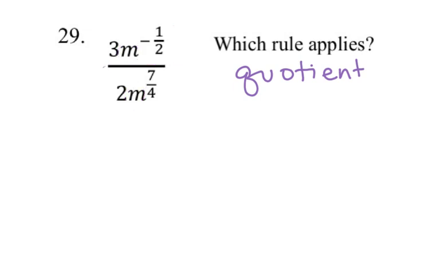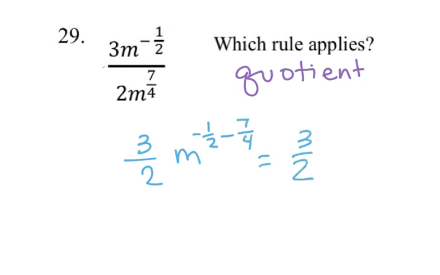And so what I can do is I'm going to have my 3 divided by 2, which I can't do anything about. That doesn't simplify. So I'm going to have my 3/2. What I can do is I can say, since I have my base, I'm going to take my negative 1/2 and I'm going to subtract the bottom exponent. So that's 3/2. And then I'm going to have m to the, we've got to have some common denominators here. So if I have m to the negative 2/4 minus 7/4, that's negative 9/4.